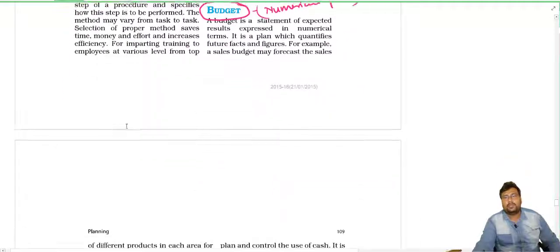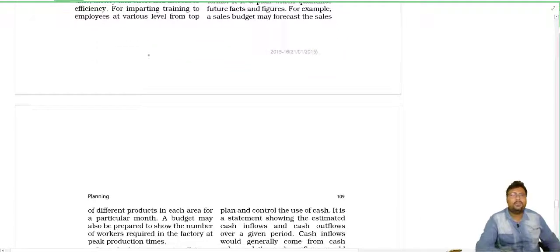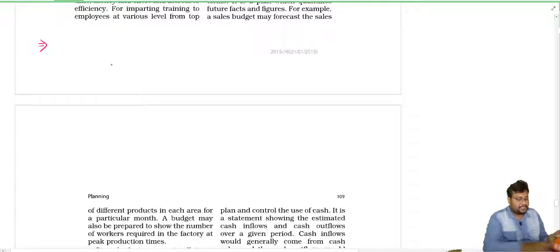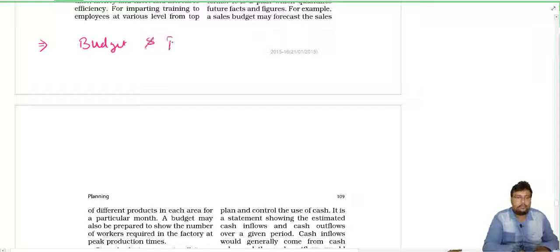Okay, now apart from this, we will discuss something very important: the difference between plans. Sometimes the difference between plans is also asked. So I'm telling you which plans you have to understand. The first one is the difference between budget and procedure.